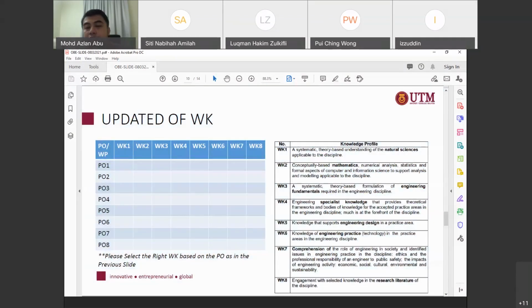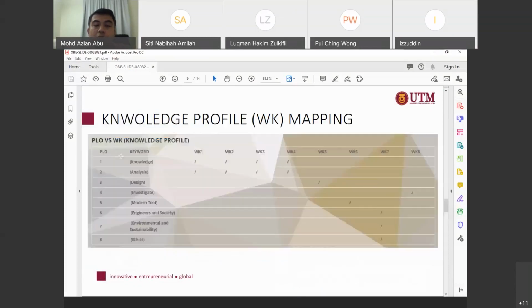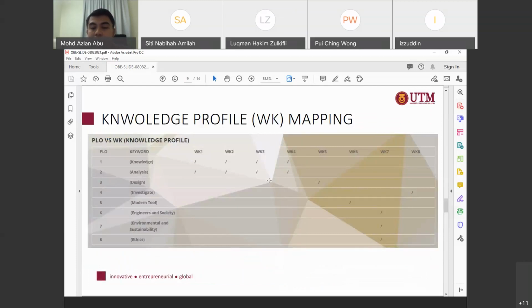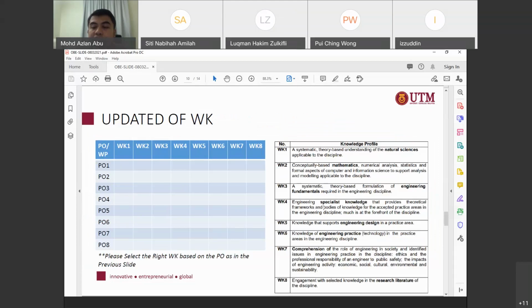So what are the knowledge profiles? Knowledge profile number 1 is a systematic, theory-based understanding of natural sciences. This is covered in PO1 to PO2, where you use your knowledge and analysis. WK2, or knowledge profile 2, is mathematics and numerical analysis, where you use mathematical equations and so on. Knowledge profile 3 is the theory-based formulation of engineering fundamentals, which falls under those two subjects. Knowledge profile 4 is engineering specialist knowledge. For example, this subject falls under knowledge profile 4, which is specialist knowledge.